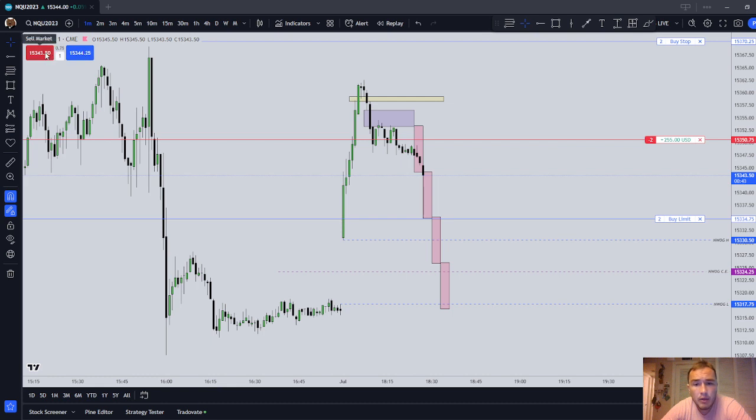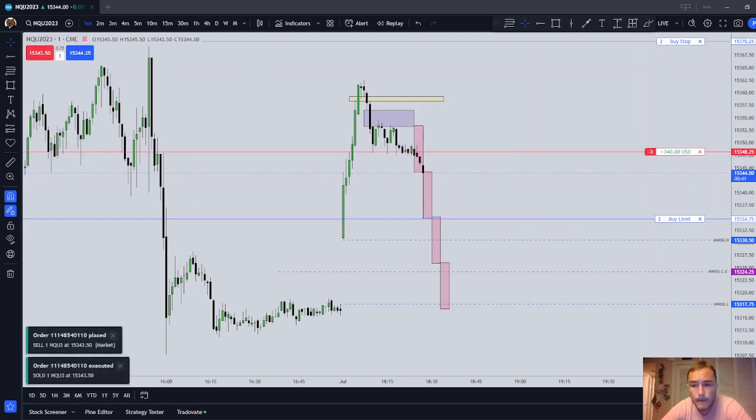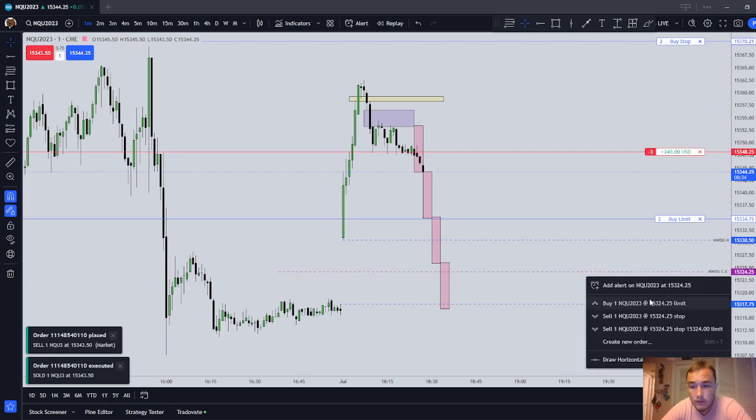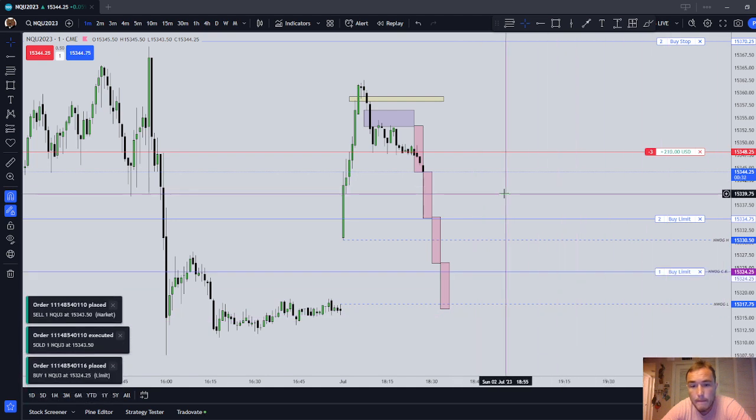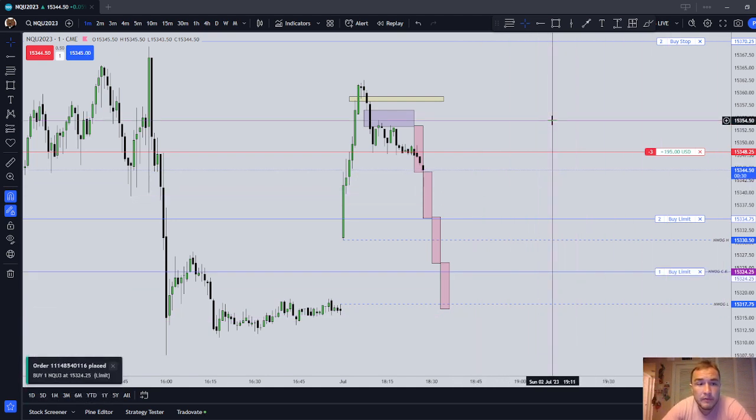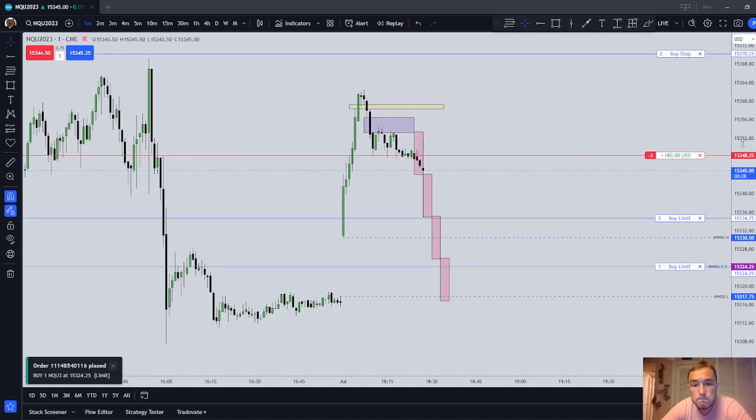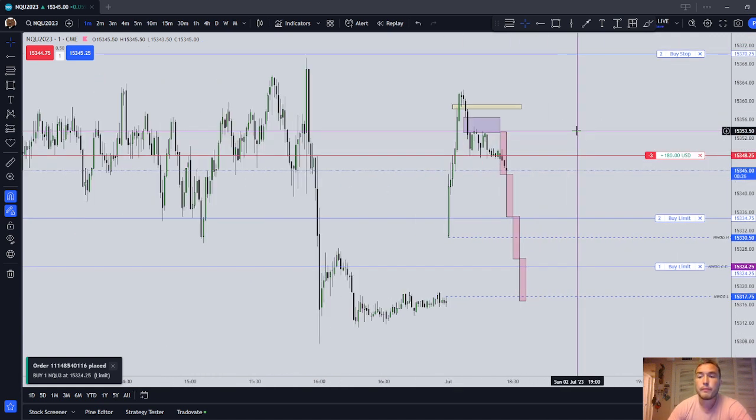Okay, we're going to add on contract three. The third contract goal is going to be aggressive, I admit. We're going to take one off there if we can get that. Okay, this is going to be the maximum position size that I want on at this time. I don't want to take on any more risk. That's it. Three contracts is enough.